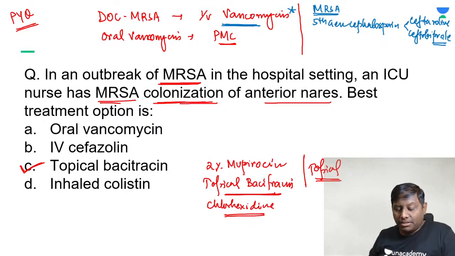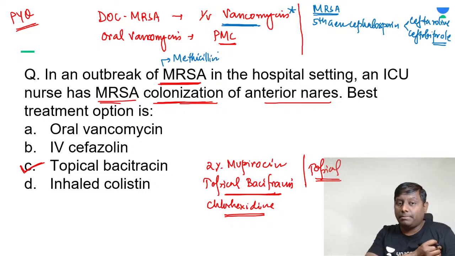MRSA. Methicillin resistant Staph aureus. MRSA means methicillin, that is the strongest extended spectrum penicillin that we have. Methicillin resistant Staph aureus.